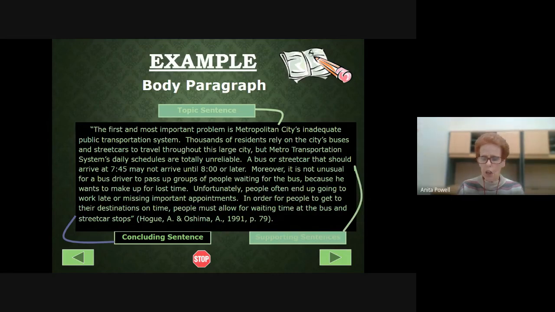And then a good conclusion, a good concluding sentence there. People need to get to their destination on time. They can't end up having to take an earlier bus because they don't know when the bus is going to arrive.